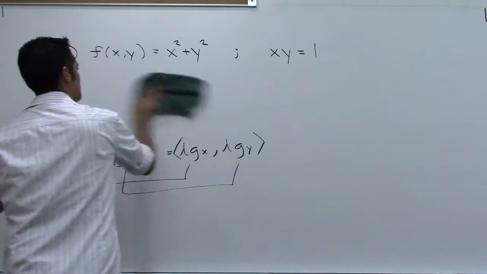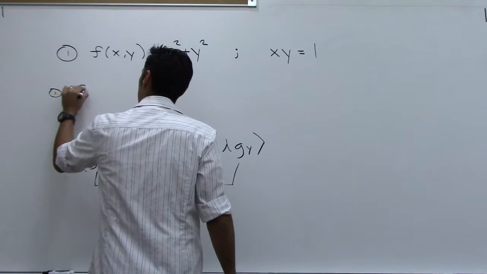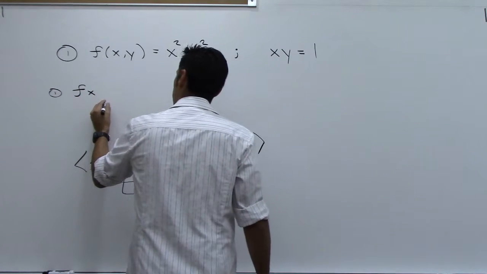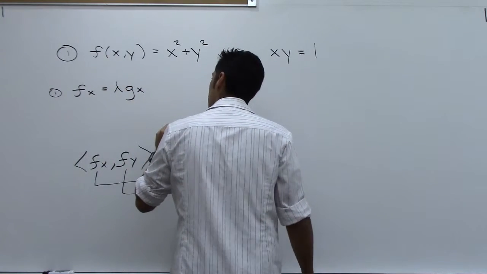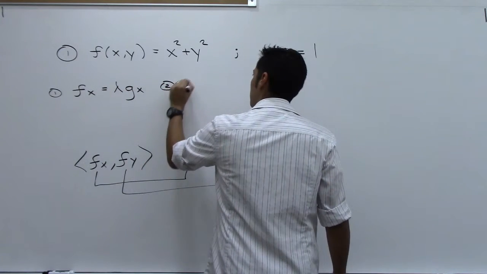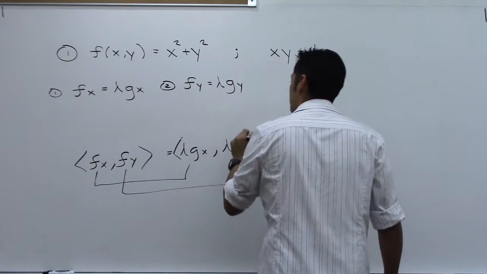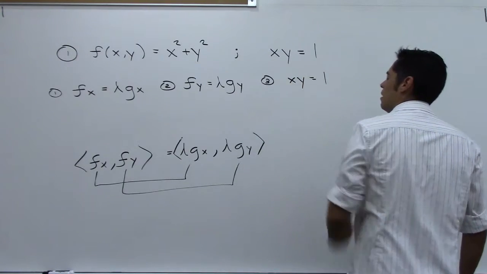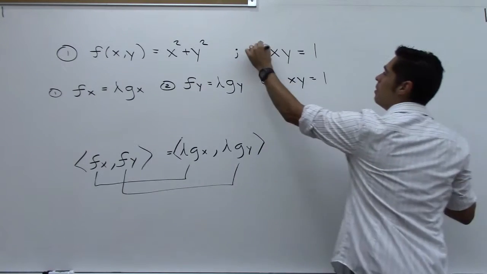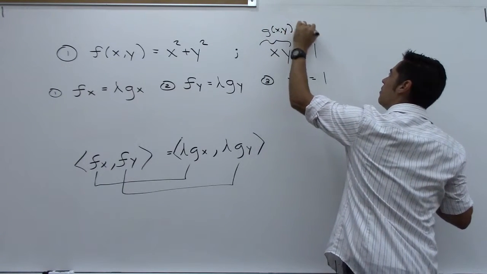First equation that I need to satisfy is that the partial of f with respect to x must be equal to lambda times partial of g with respect to x. Second equation I have to satisfy is the partial of f with respect to y must equal lambda times partial of g with respect to y. And the third equation is that x, y must equal 1. So that's the constraint. Remember, this side right here is your g of x, y equals some constant over here.